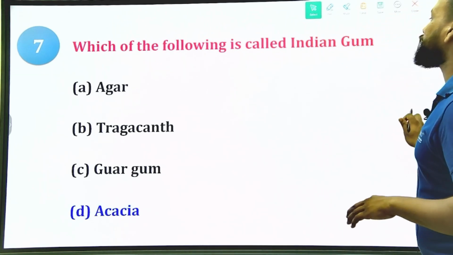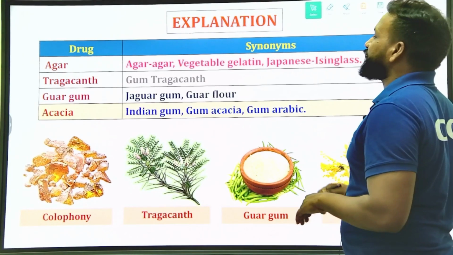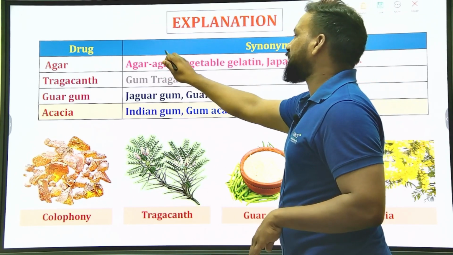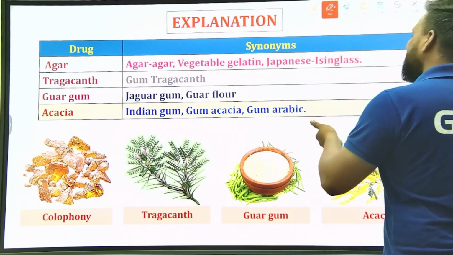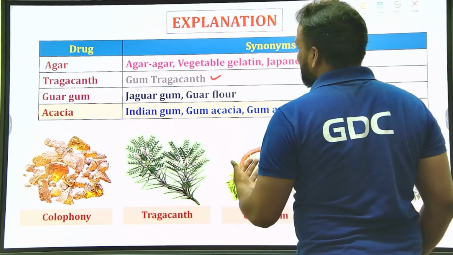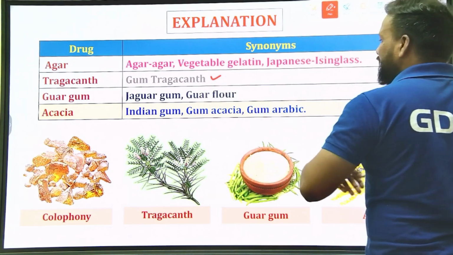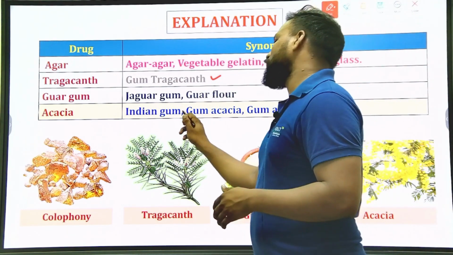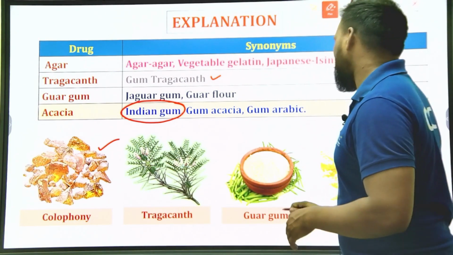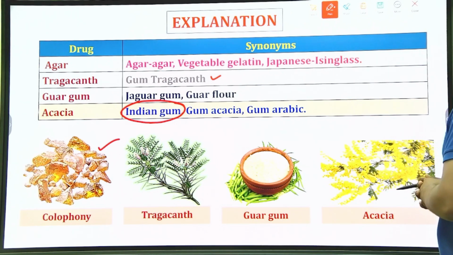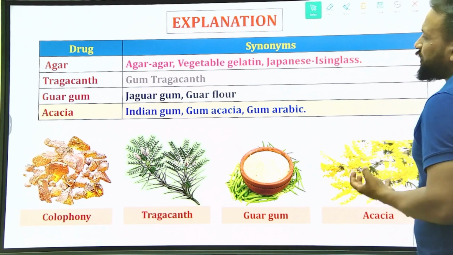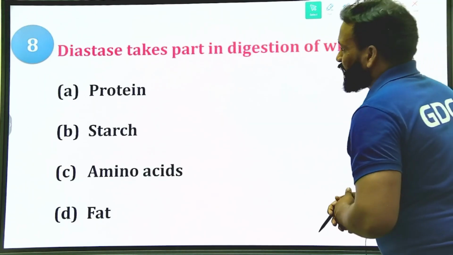Yes, acacia is known as Indian gum, because of the synonyms of these carbohydrate-containing drugs. Agar is known as agar-agar, vegetable gelatin, and Japanese isinglass; tragacanth is gum tragacanth; guar gum is jaguar gum and gram flour. Whereas acacia is only known as Indian gum. So these are the different drugs: colophony, tragacanth, guar gum, as well as acacia. The right answer is acacia, known as Indian gum. Do remember the synonyms. Next question.